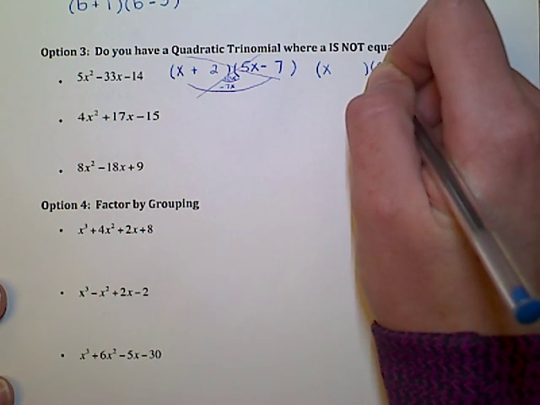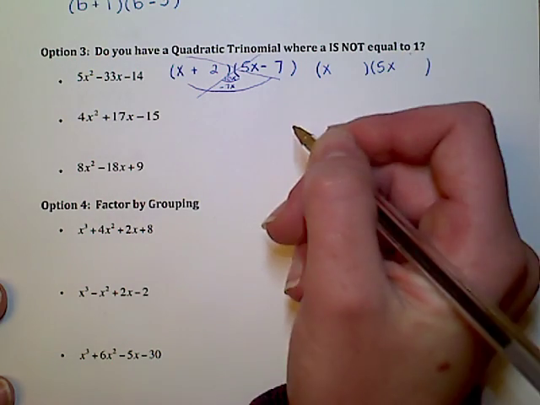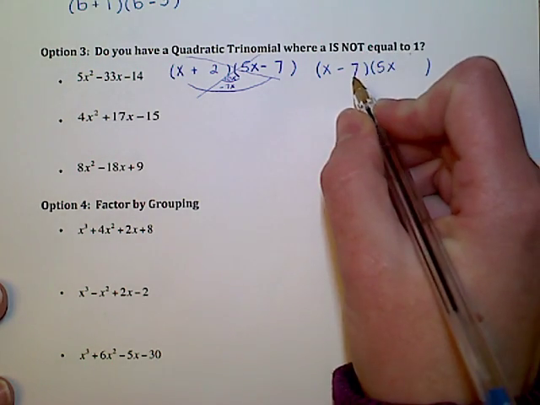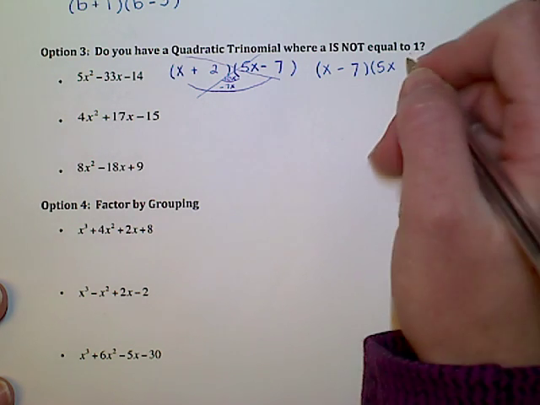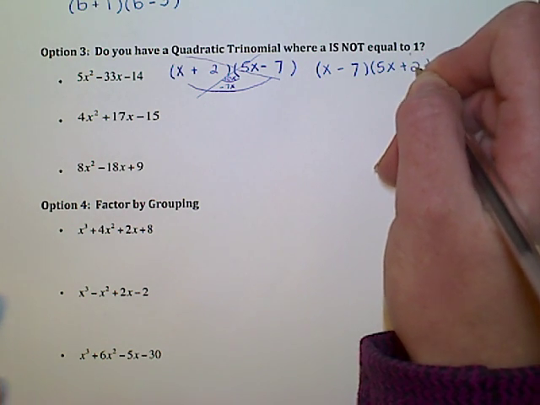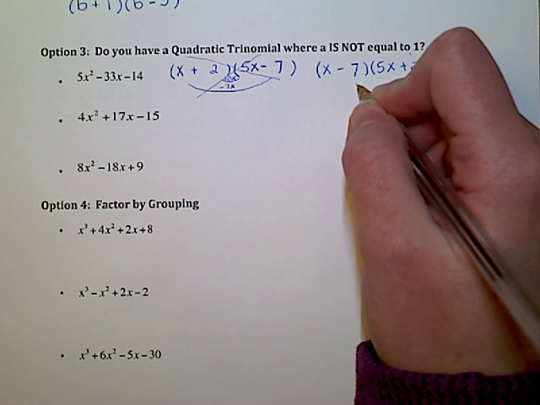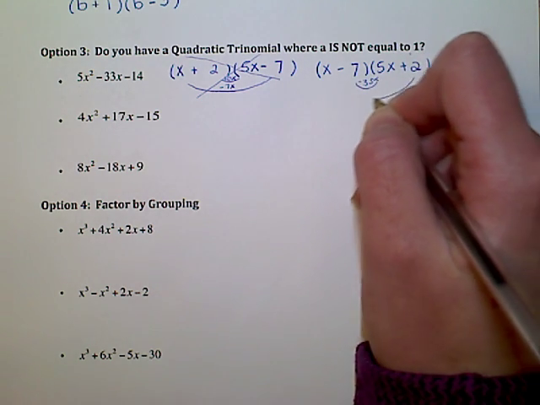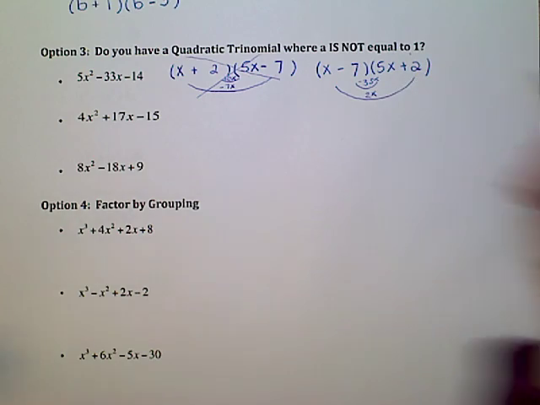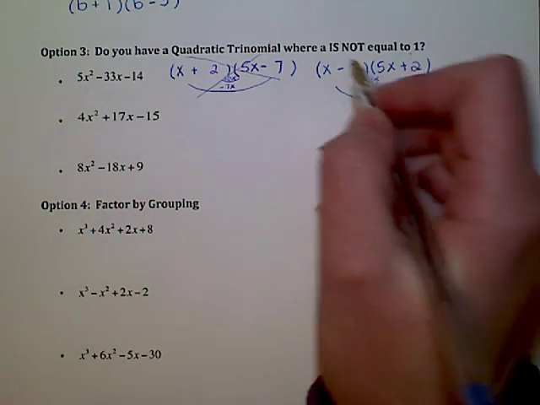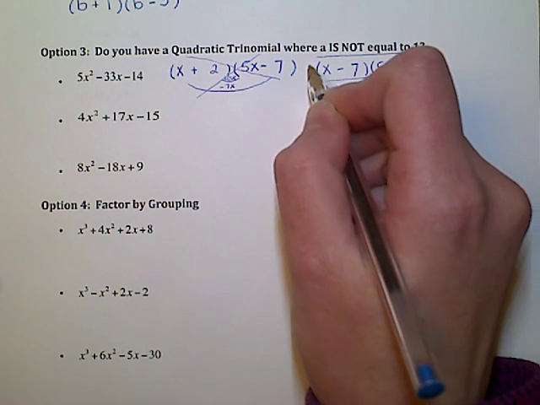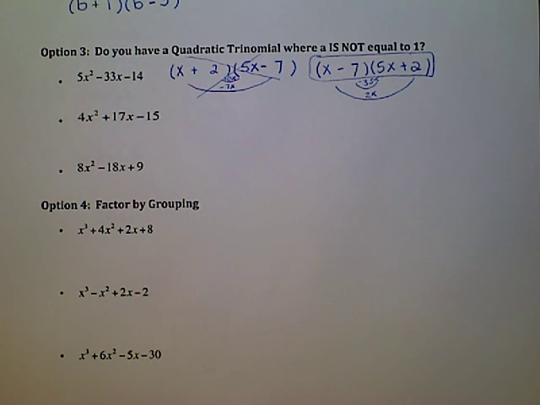x and 5x. And I see that if I put a 7 here, and if I make that a negative 7, I'm going to get a negative 35x. If I put the positive 2 here, that will get me the negative 33x in the middle. So this is the correct factorization.